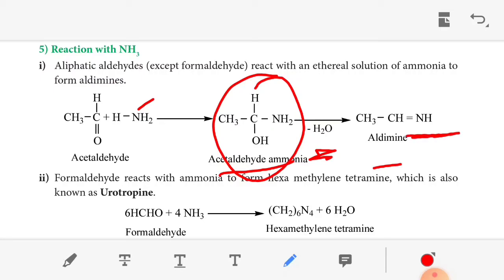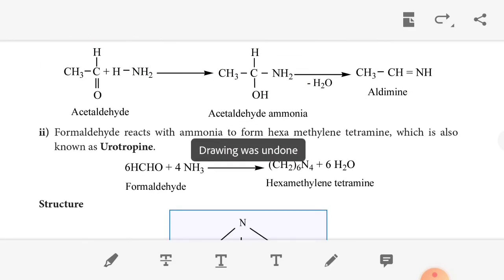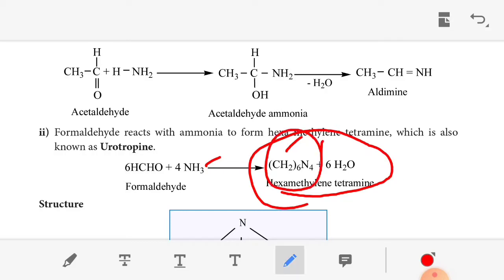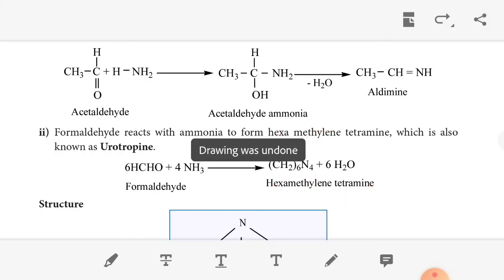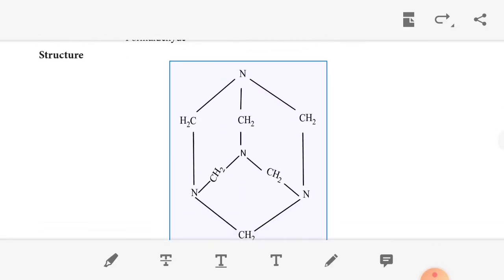Okay, the next one, very important one, formaldehyde. Formaldehyde means HCHO. It reacts with the ammonia to form hexamethylene tetraamine. Hexa means 6, hexamethylene 6 CH2, tetraamine N4, which is known as urotropin. That is, hexamethylene tetraamine is called urotropin. So formaldehyde reacts with the ammonia to form hexamethylene tetraamine. This is the structure of hexamethylene tetraamine.